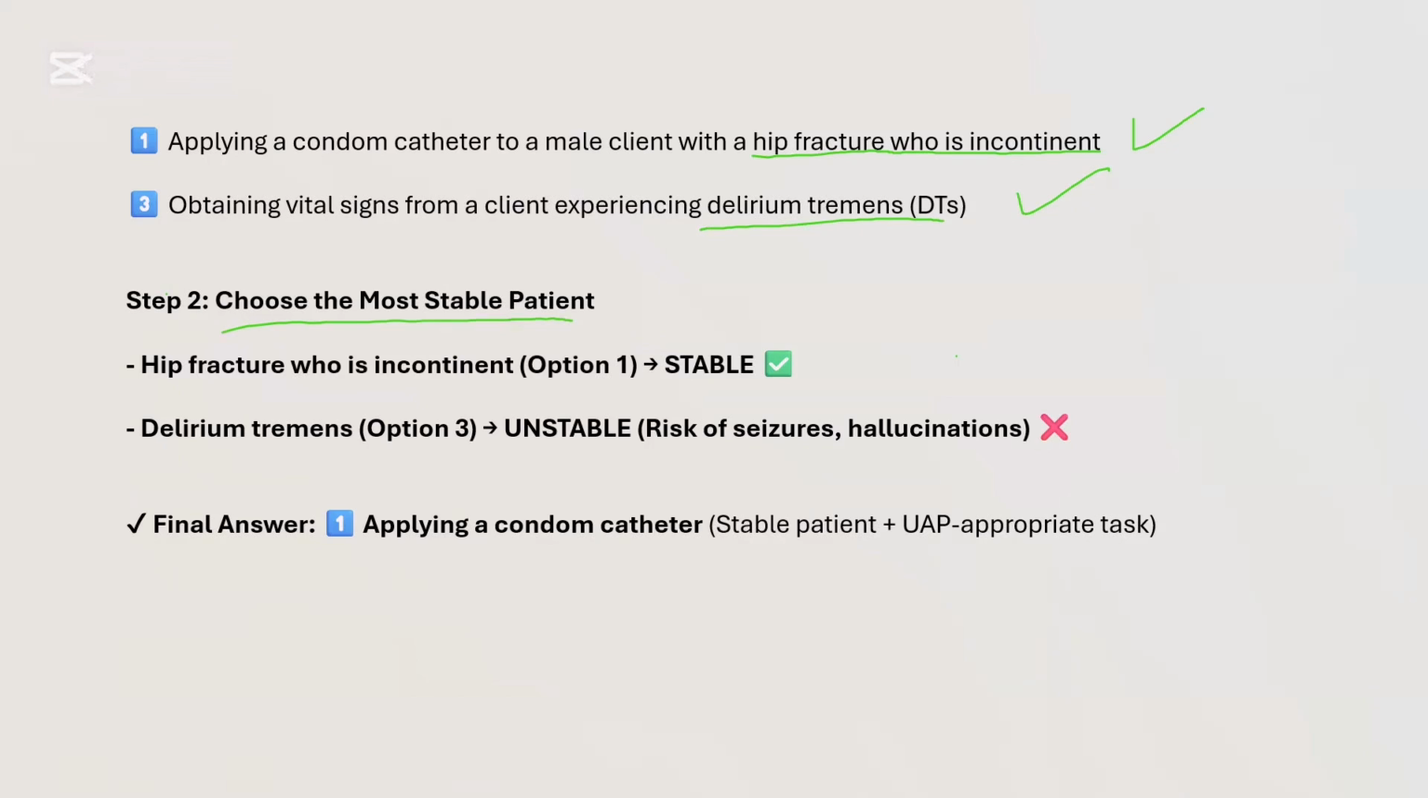Who is more stable? We know a patient with delirium tremens is not stable because they have the risk of seizure and hallucination. The UAP cannot deal with this particular patient. The other is the best choice for the UAP. That is the reason why 1 is the final answer. This process is going to help you so that you don't get confused, you don't overthink, you don't stress yourself. This is a good formula that you can implement when you answer delegation questions.